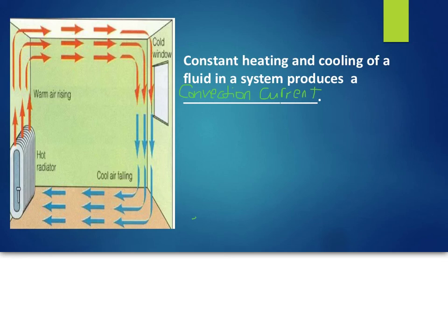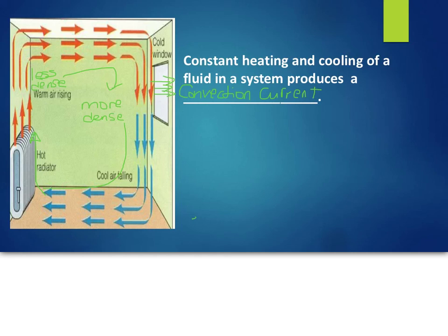If we look at this diagram here, this is what happens. The cool air here is heated. It becomes less dense. So here it is less dense. So it loses heat to the window. It becomes more dense. So when it becomes more dense, it sinks. And again, it's going to be heated. It's warmed. It becomes less dense. So it rises. And that process will continue over and over again.